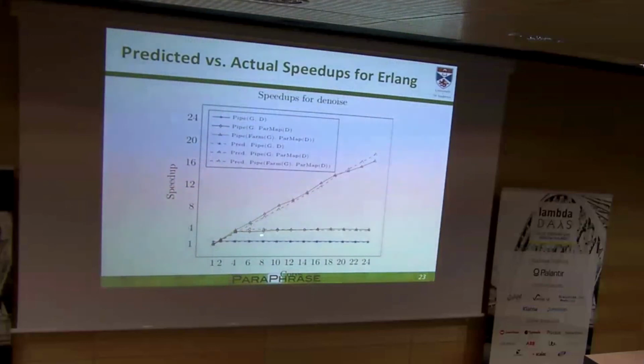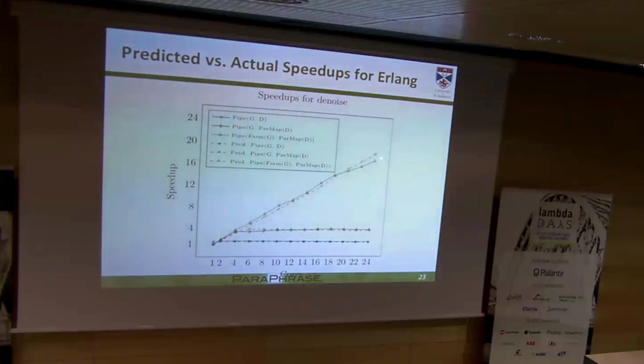Also, the dotted lines here show what the cost models were predicting. So in this case, it's almost exactly what the cost model predicted. The solid red line, this one here, is the second stage, so we introduce a map into the second part of the pipeline. We get a bit of a boost in performance, so it goes up to about 4, but then it flattens off. So it's still not very good.